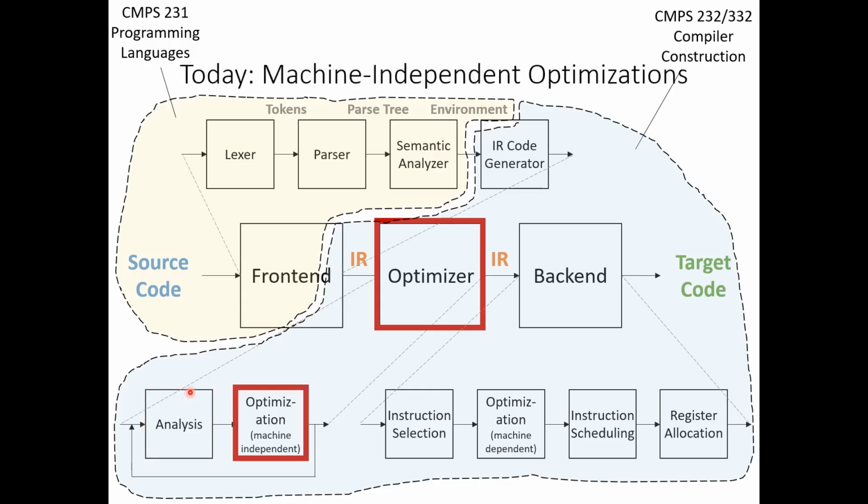So what we're going to move on to today is to talk about optimizations. In particular, we're going to talk about machine-independent optimizations. And we're going to see how we apply these kinds of optimizations on control flow graphs, and what are the considerations that go into that.